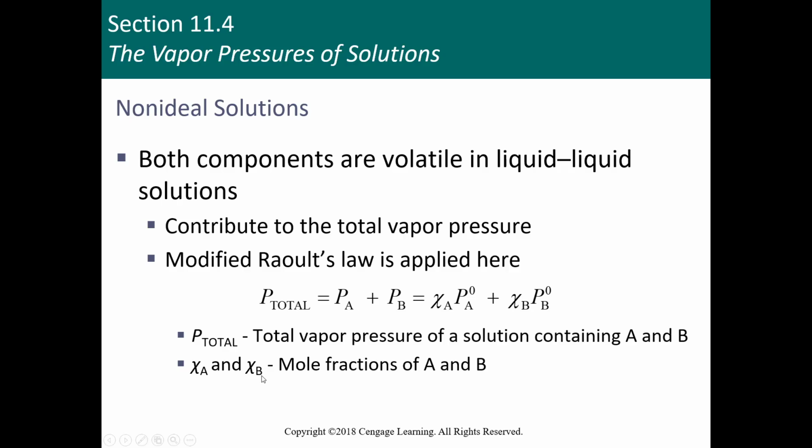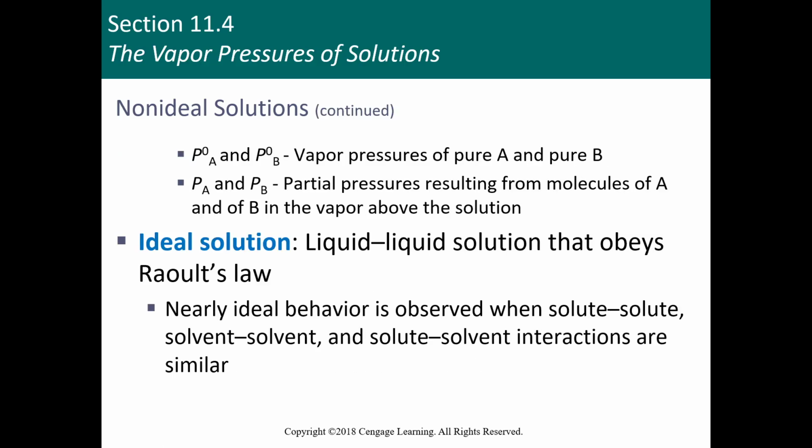Chi A and chi B are again going to be the mole fractions, chi A being the mole fraction with respect to A, and chi B the mole fraction with respect to B. I think you understand. So an ideal solution would be a liquid-liquid solution that obeys Raoult's law.